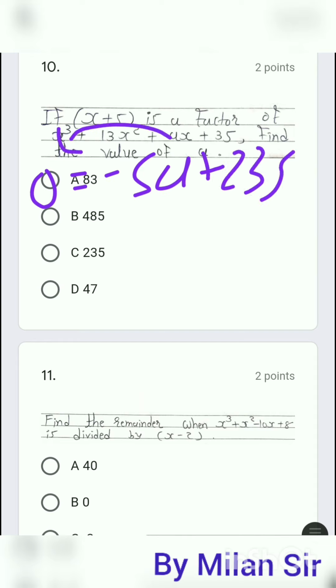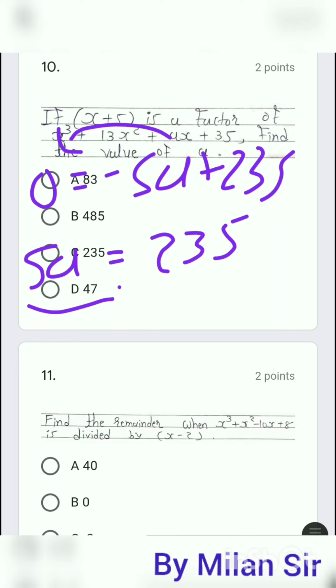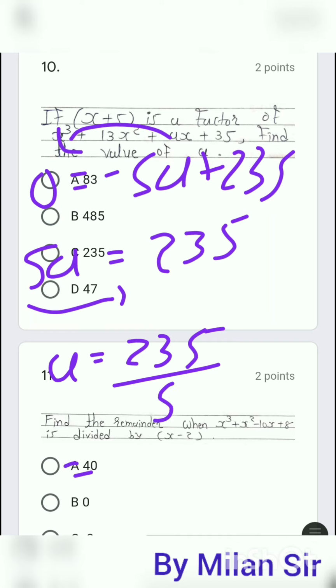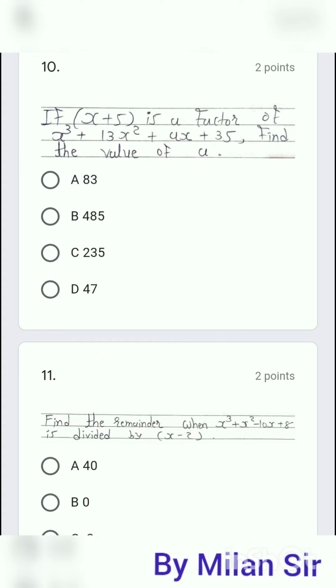Now transfer this minus 5a to the left hand side, so it becomes plus 5a. And for finding the value of a, we need to transfer this 5 to the other side, so a is equal to 235 divided by 5. So 235 divided by 5: 5 4s are 20 and 5 7s are 35. So our answer of a is equal to 47.